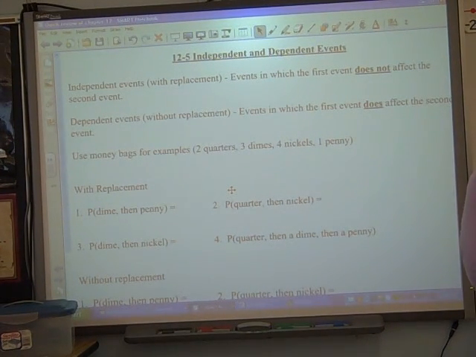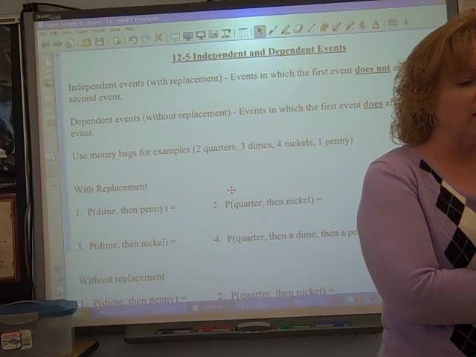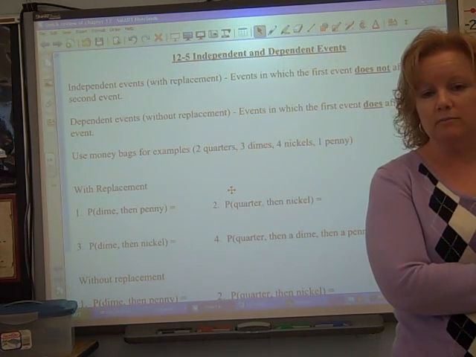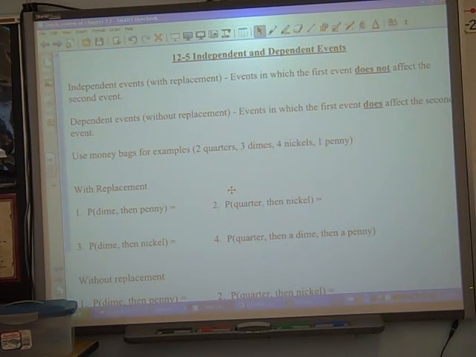Moving into Chapter 12, bits and pieces of Chapter 12 that, again, this is review. If you look at the top of your notes, I think, it says, do you remember 7th grade math? So basically, these are concepts that we're not going to spend a lot of time with because you already know them, but I need to refresh your memory.